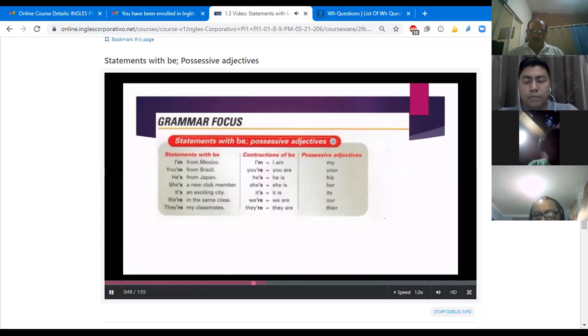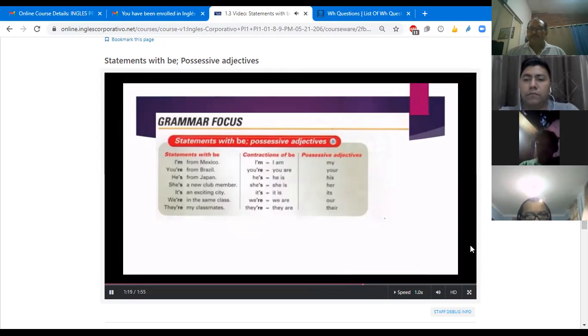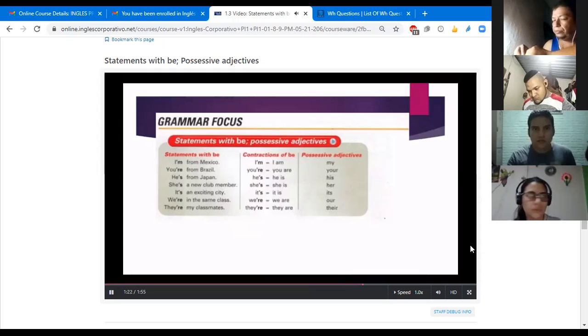Contractions of be. I'm equals I am. You're equals you are. He's equals he is. She's equals she is. It's equals it is. We're equals we are. They're equals they are. Possessive adjectives. My, your, his, her, its, our, their.